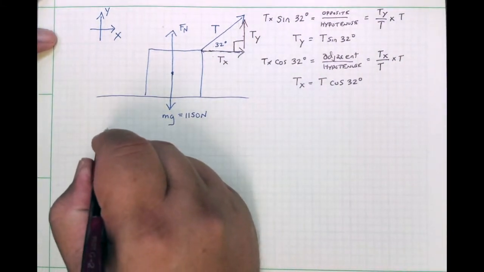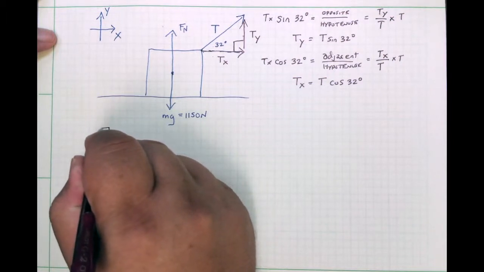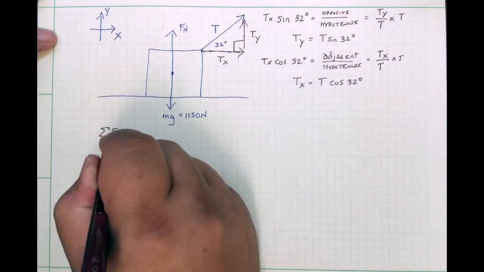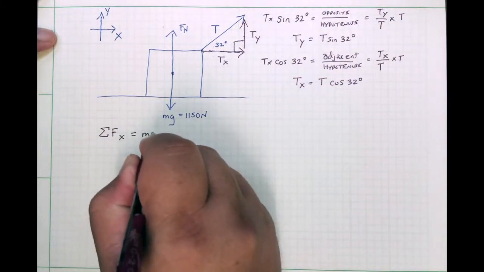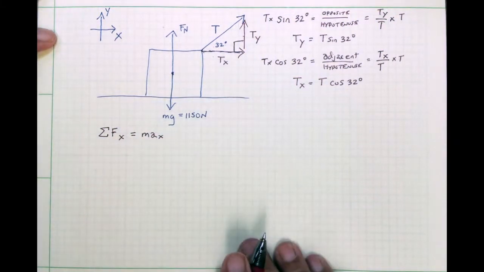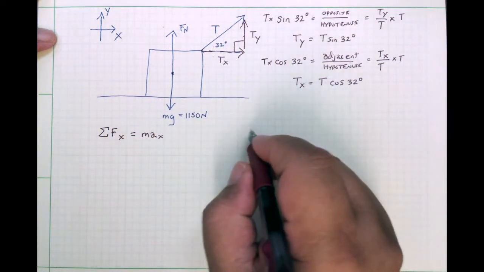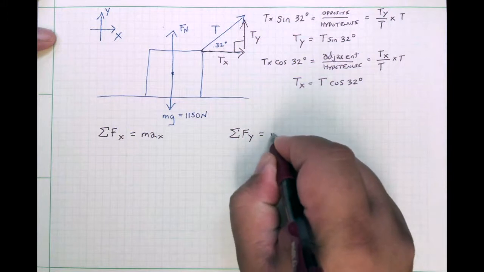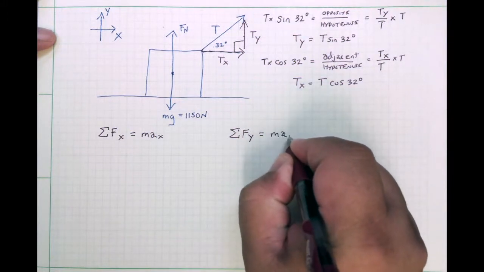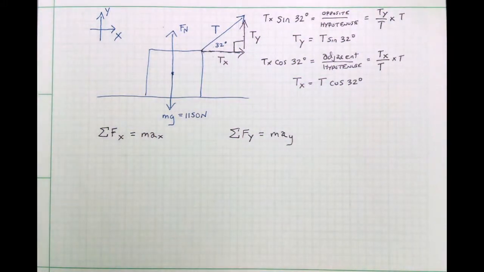Remember that Newton's second law is actually two equations. One for the sum of the forces in the x direction, equaling mass times acceleration in the x direction, and another one for the sum of the forces in the y direction, equals mass times acceleration in the y direction. We can keep the x and y components separate from each other.